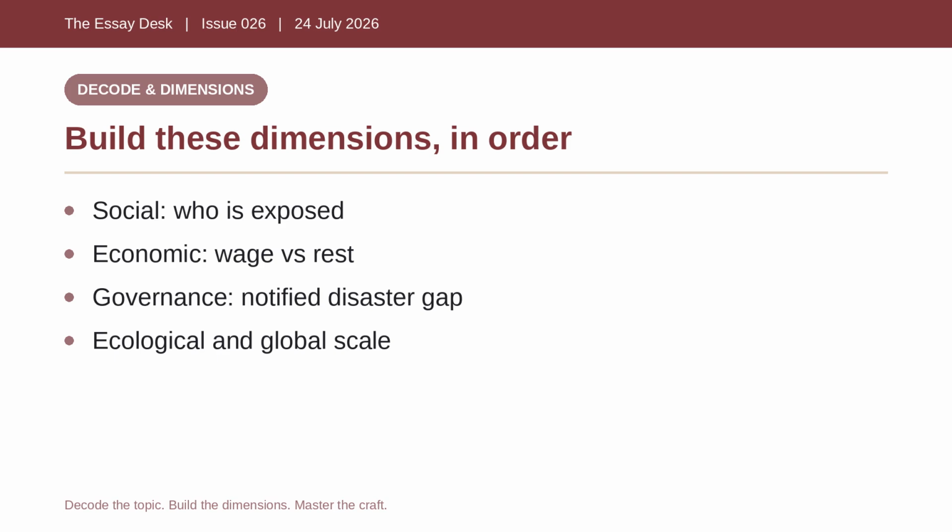A one-dimensional answer is the single biggest reason a good essay scores an average mark. So build range deliberately. Start social, naming who actually bears this burden. Construction labor, street vendors, slum dwellers. Move to economic, the cruel trade-off, where stopping work to rest also means losing that day's meal. Then move to governance, where you argue that heat is still not officially notified as a disaster, so it gets no dedicated relief funding, unlike a flood or a cyclone. Close the body with the ecological and international frame, showing this is a rising global pattern and not a local complaint.